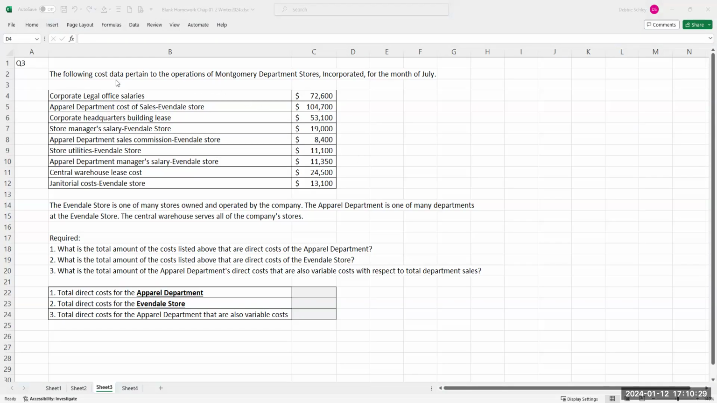Question 3. The following cost data pertain to the operations of Montgomery Department Stores Incorporated for the month of July. So they gave us all of this information. And again, I just typed this straight out of the book into my Excel document so I can reference these cells. And so what we have is Montgomery Department Store, and then within that department store, we have the Avondale store.